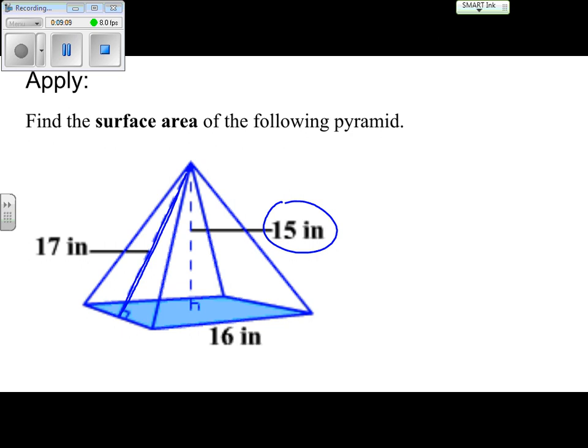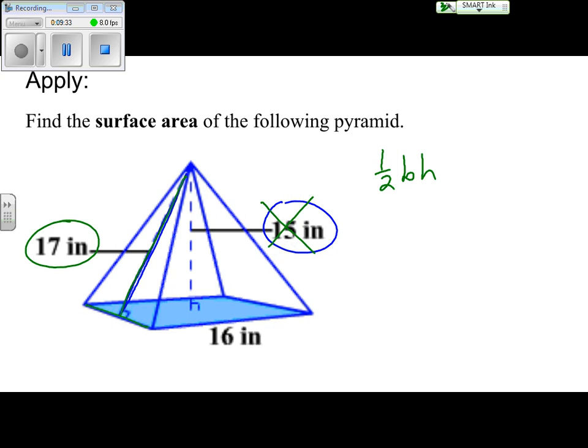side or the face of this pyramid, which is a triangle. So we'd have a base right here of this triangle, and then we'd have a height right here of this triangle, and that 17 represents the height of the triangle. Why do I care about the height of the triangle? Because I'm finding surface area, and for every triangle, the formula is 1/2 base times height. Again, this 15 we have here is the height of the pyramid, not the triangle.